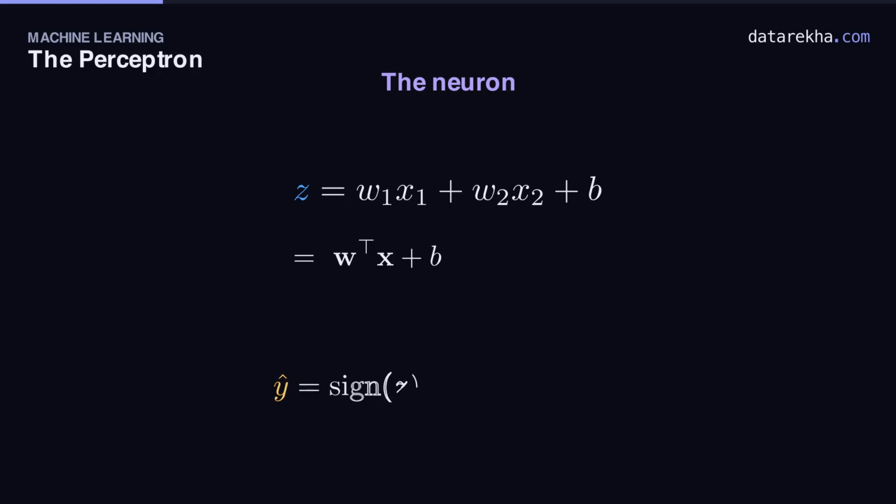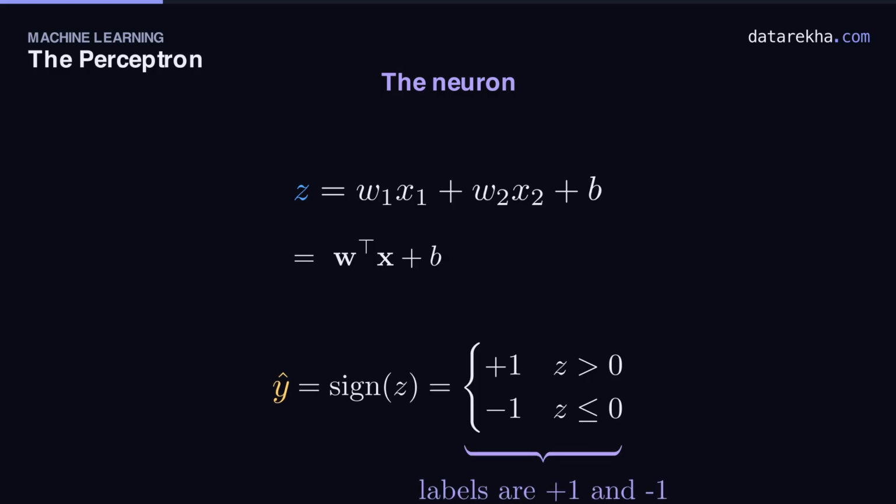The score goes through a hard switch, the sign function. If z is above 0, the neuron fires plus 1. If it's 0 or below, it fires minus 1. No maybe, no in between, a blunt yes or no. That output, y hat, is the prediction. And notice the two labels are plus 1 and minus 1, not 0 and 1. That symmetric choice is what makes the learning rule fall out so cleanly, as you'll see in a moment.